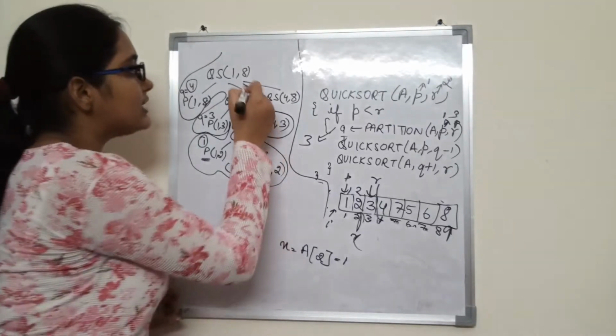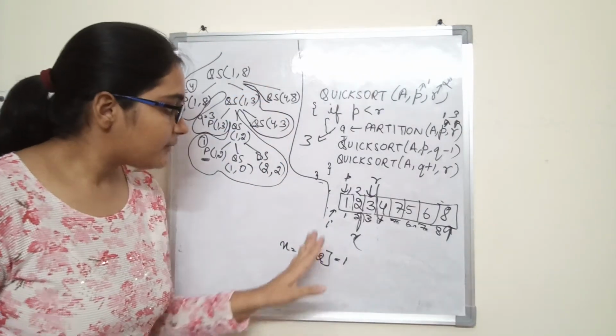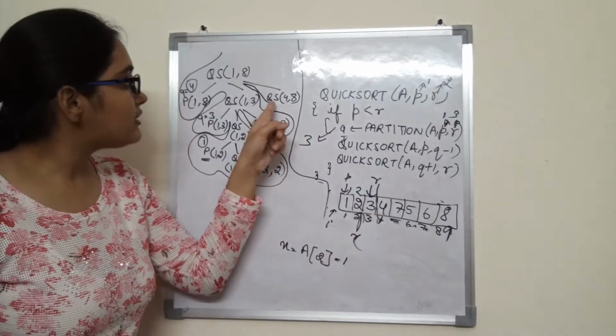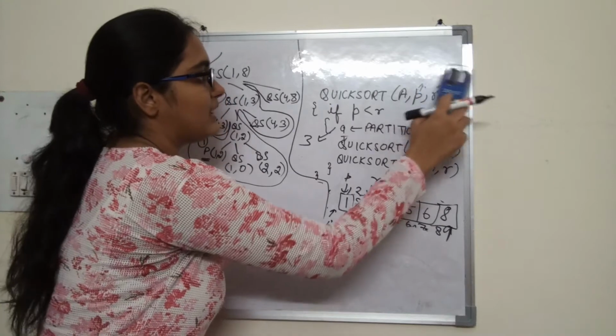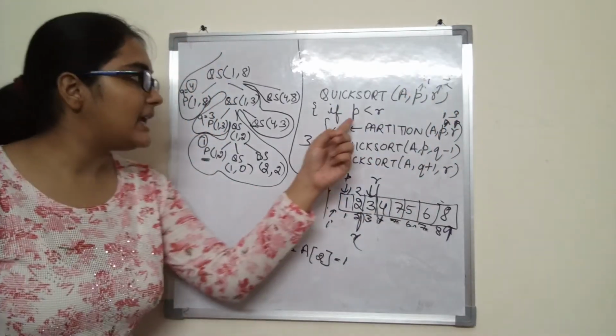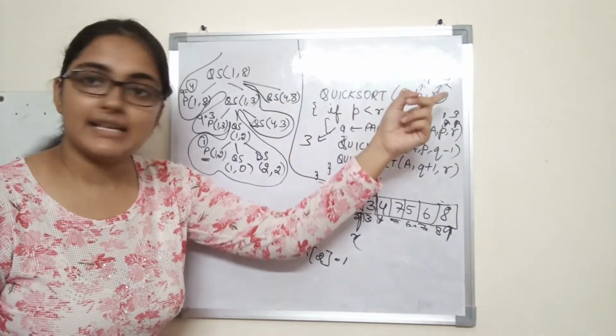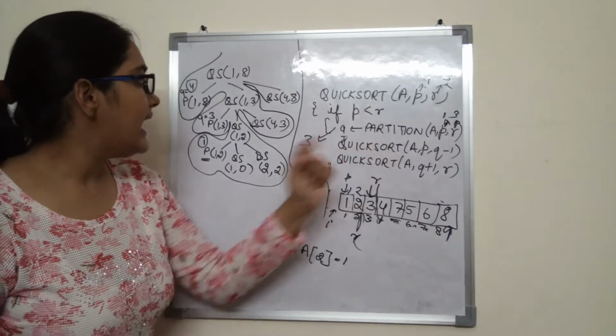Now we are moving towards calling quicksort on 4 and 8. Now let us see what happens. Now this part is done. Now quicksort is called on 4 and 8. When it is called on 4 and 8, what happens? P becomes 4 and R becomes 8, right? So is P less than R? Yes, 4 is less than 8, right? What happens? Q is equal to partition A, P, R.